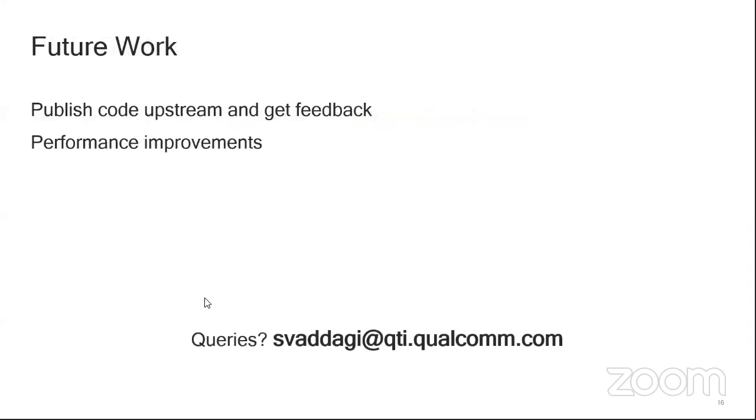So the future work is, we'll shortly be publishing the code, the changes we have done to the virtio frontend to deal with the memory access limitation on Type-1 hypervisors. We want to get some feedback. And we are also seeing some performance issues. Part of it is because of bounce buffers. We want to see if we can improve that performance degradation in any way. Right, so that's the summary of my work.